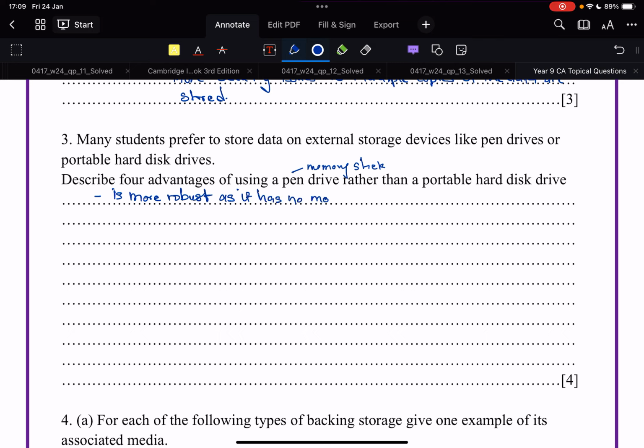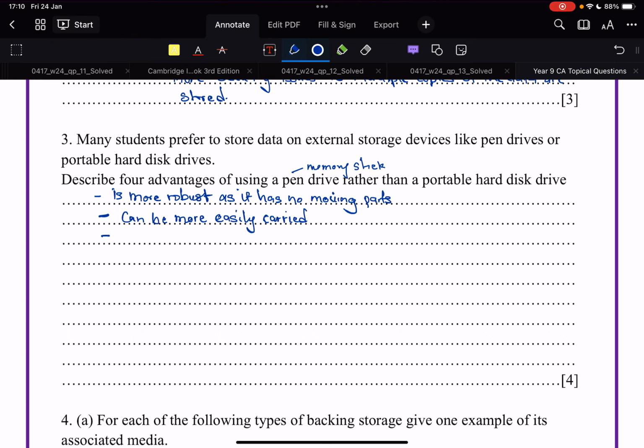Okay. Another one I want to talk about is that it can be more easily carried. In terms of portability, this is more portable than the hard disk drive. Although you call it portable, this is lighter than the hard disk drive. All right, 4 marks, 4 points.